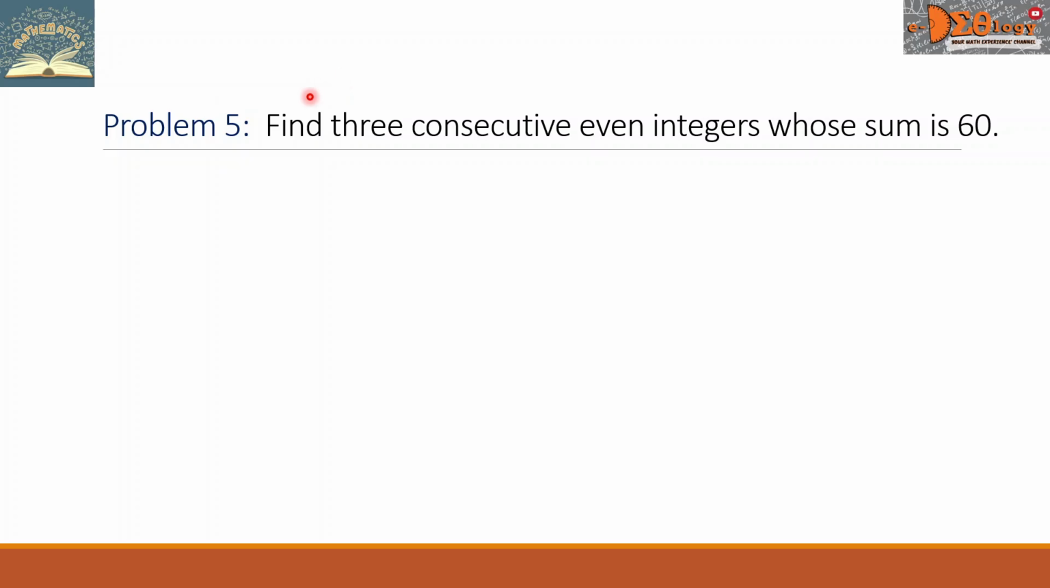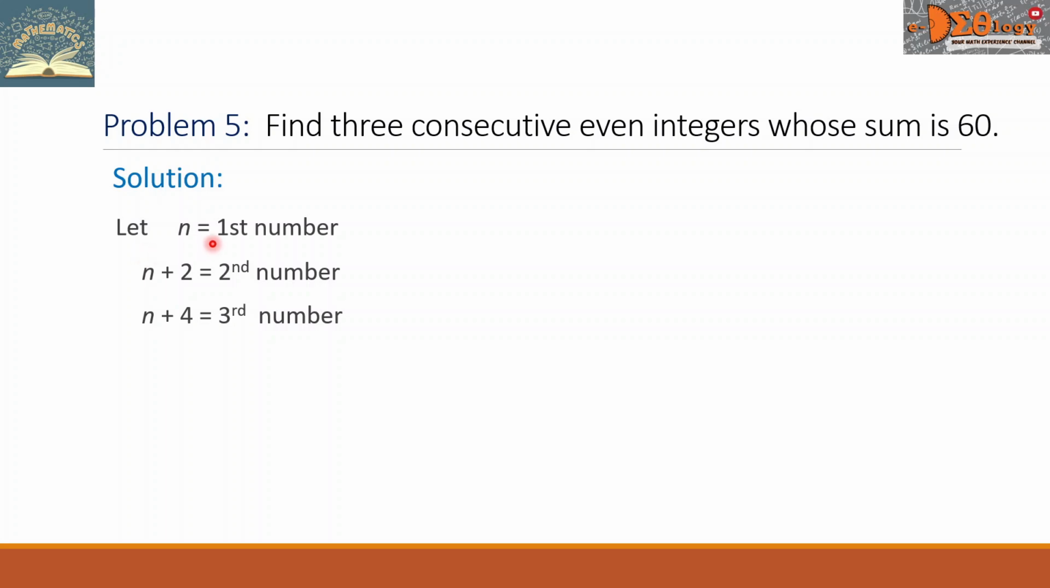Problem 5. Find three consecutive even integers whose sum is 60. In this problem, we need three numbers, but they should be consecutive and even. So we write let n equals the first number. Since it is even, we write here n plus 2 equals the second number. For the third number, because these are consecutive even, we write here n plus 4. This is the third. Now, the total must be 60.